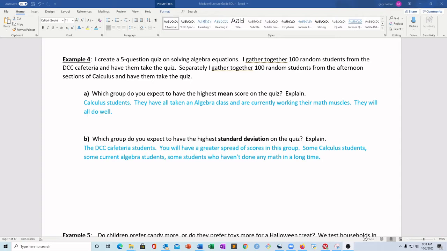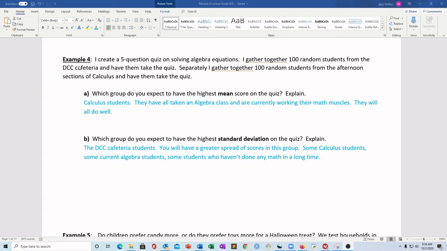Okay, well, algebra is something that you've definitely taken if you do calculus and you use it in calculus. So these calculus students have successfully taken algebra and are consistently using that as well. So then if that's true, they should be able to do well on the quiz. So there you go. They're going to do well. They should have high scores. Their mean should be high.